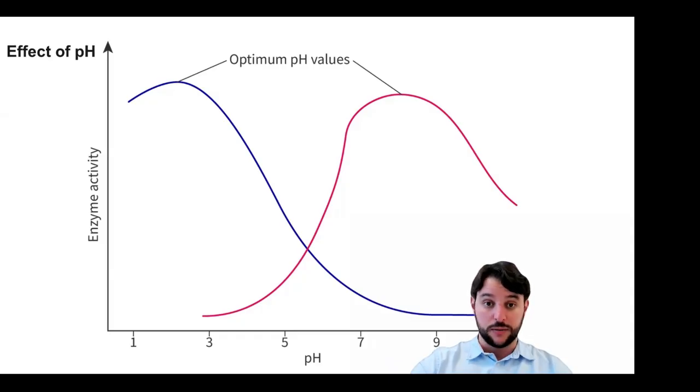Probably this could be an enzyme in our stomach, okay? So thriving in the stomach acid, digesting proteins, for example. And on the other hand, we have a pH of 8, probably. So this could be an enzyme working in the small intestine, digesting other compounds from our nutrition, like starches or lipids. Okay, so both have different optimal pH values.